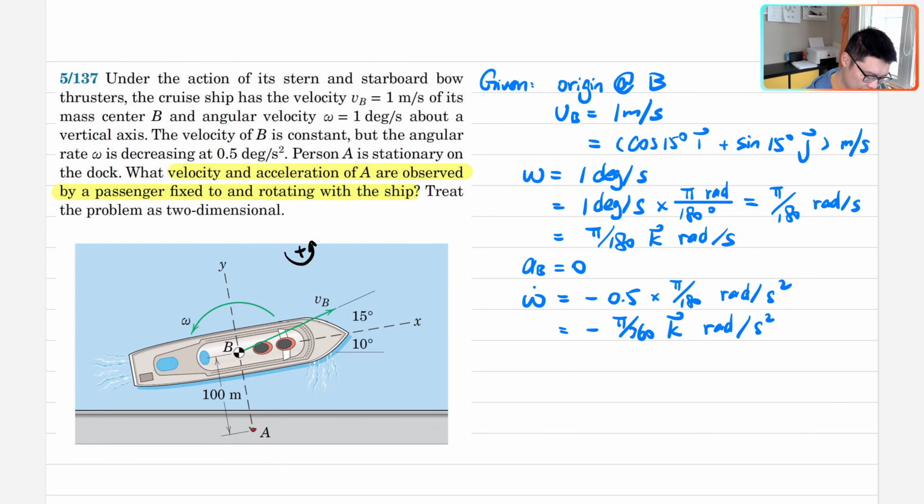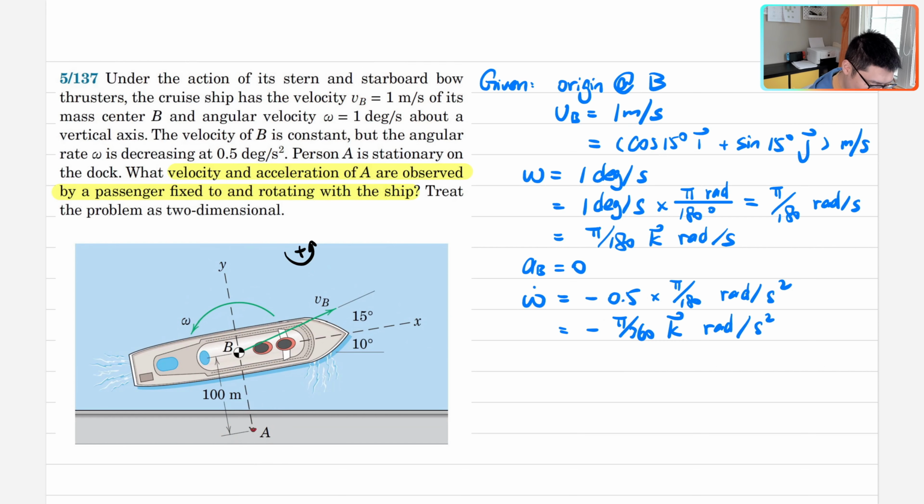You notice I kept sine, cosine, and pi here. It's fine if you want to convert it into decimal numbers. Usually, I don't like to do the conversion until the very end, number one, because I don't need to punch the calculator along the way, and number two, I minimize the round-off errors.